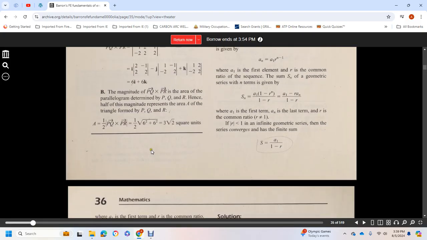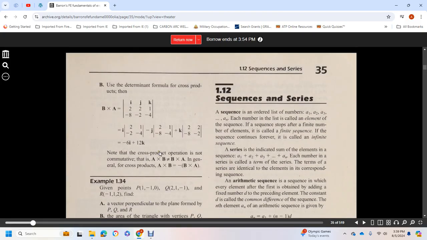And we're moving on to sequences and series. Alright, a sequence is an ordered list of numbers a1, a2, a3, up to an. Each number in the list is an element of the sequence. A sequence with a finite number of elements is called a finite sequence. A sequence that continues forever is called an infinite sequence. A series indicates the sum of some elements in the sequence: a1 plus a2 plus a3 plus up to an. Each number in a series is called a term of the series, and the terms of the series are identical to the elements of the corresponding sequence.